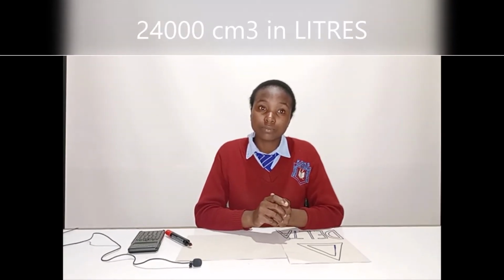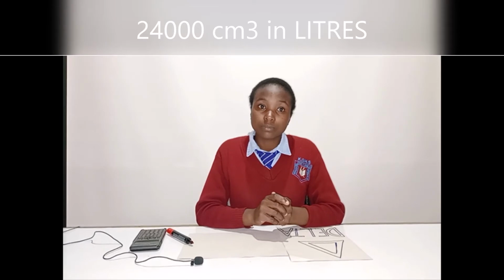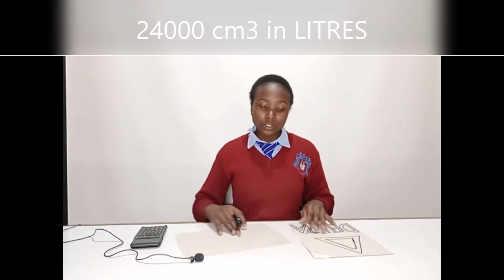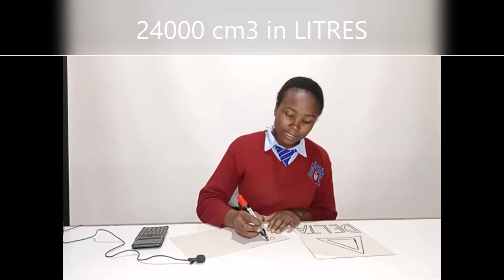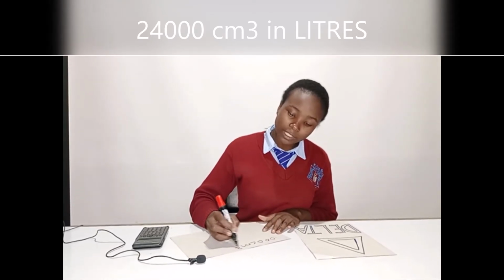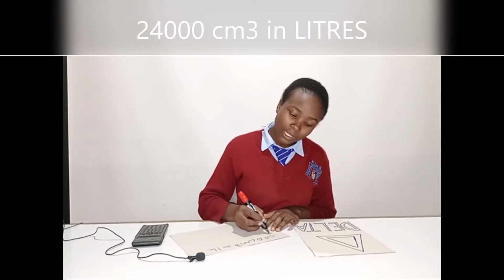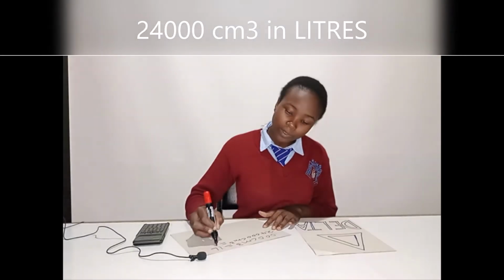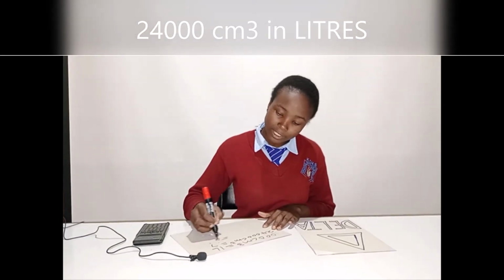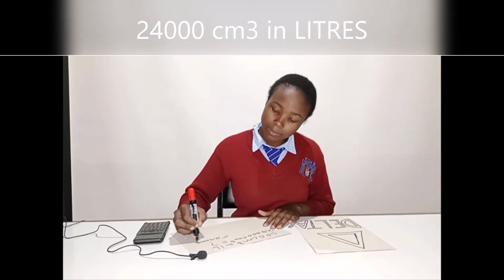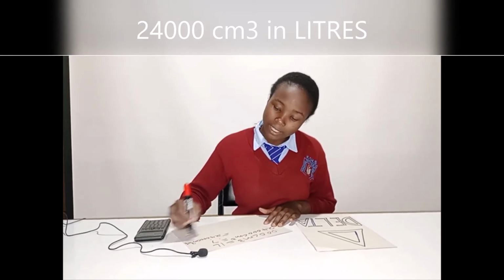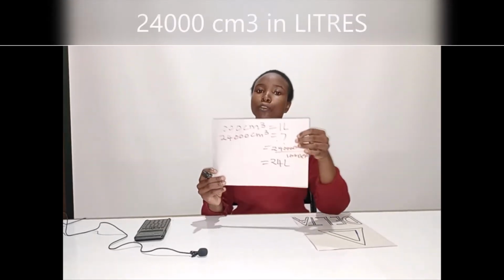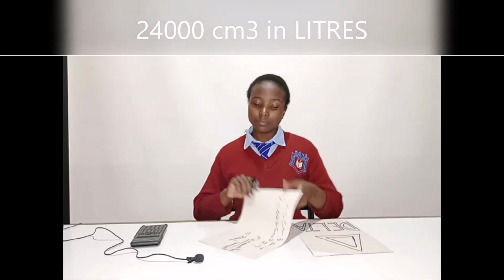Okay, you are supposed to convert 24,000 centimeters cubed into liters. So as you know, 1,000 centimeters cubed is equal to 1 liter. What about 24,000 centimeters cubed? We cross multiply. We find that it is 24,000 centimeters cubed times 1 liter over 1,000 centimeters cubed, which will be 24 liters. That is correct. For the 2 points, very correct.